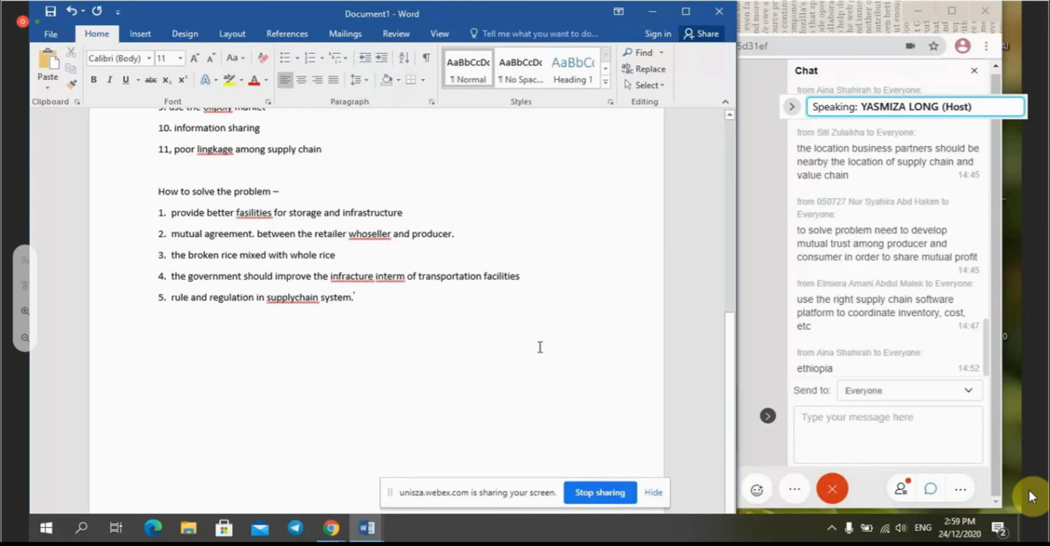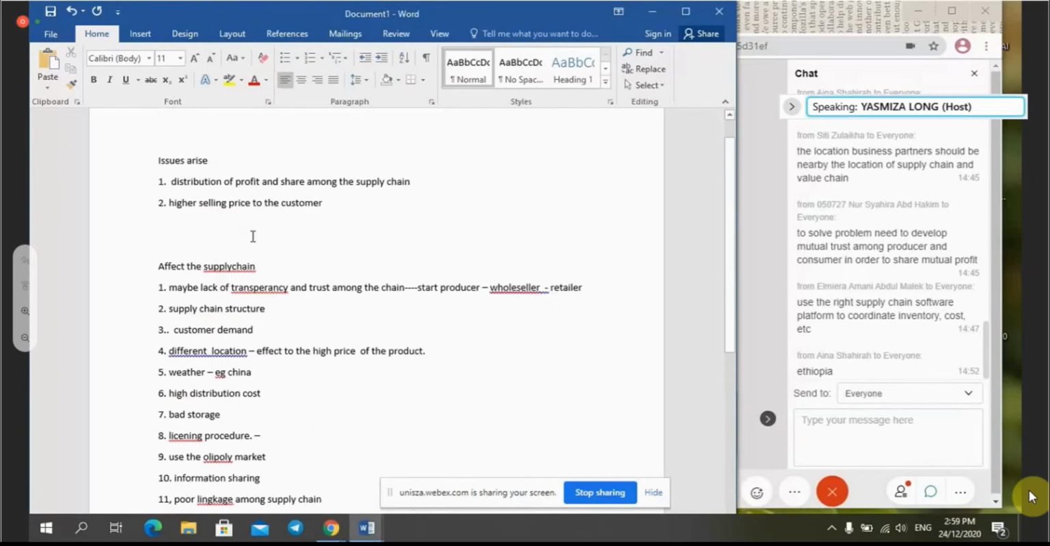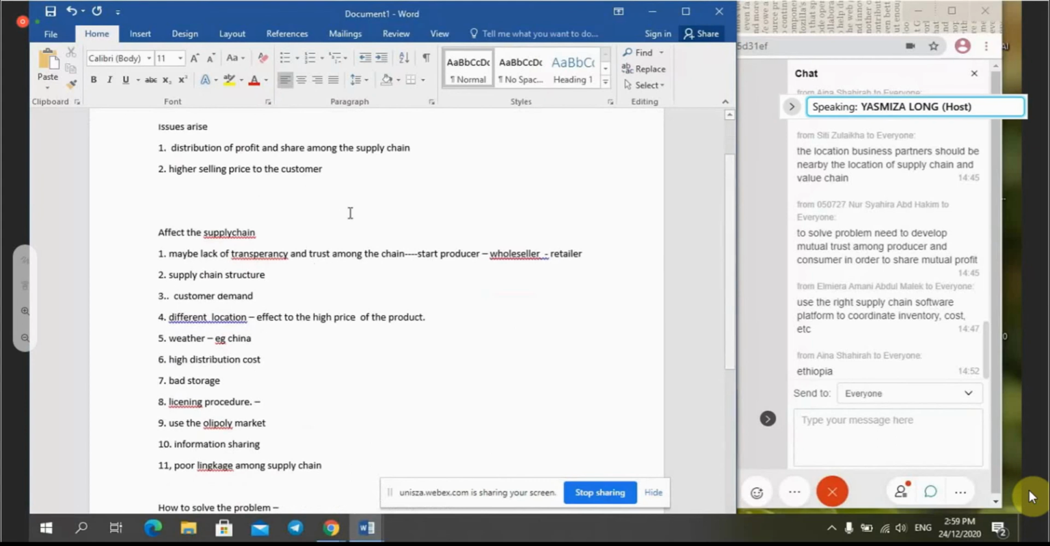So ada soalan? Ethiopia lagi lah. So this is the issue yang arise, normally the issue arise lah, because of the distribution and share among the supply chains is unequal. So that means government dia kena ambil ni lah. Kena take action lah.